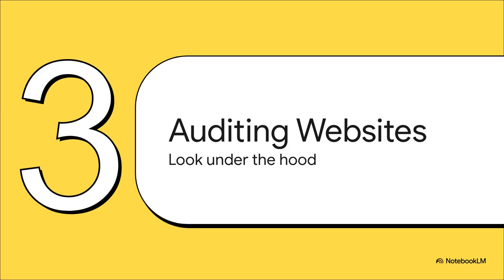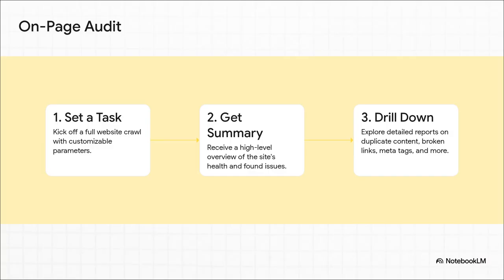All right, so we've done a little spying on the competition. Now it's time to turn that lens back on ourselves. Let's look under the hood of our own websites to find and fix those critical issues. A full technical audit sounds really complex, but the on-page API makes it feel, well, pretty straightforward. It basically breaks down into 3 simple steps.